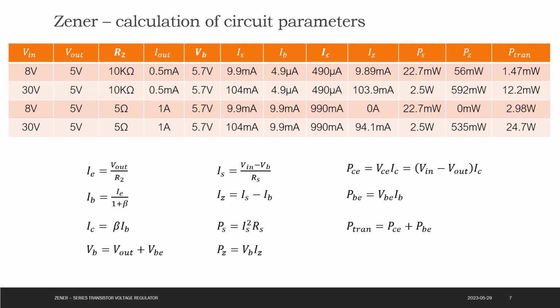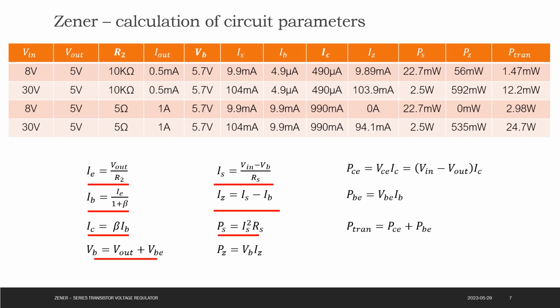IE is equal to Vout by R2. IB is equal to IE by 1 plus beta. IC is equal to beta IB. VB is equal to Vout plus VBE. IS is equal to Vin minus VB by RS. IZ is equal to IS minus IB.